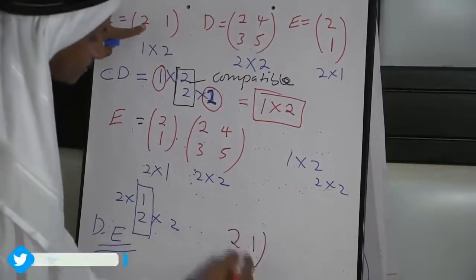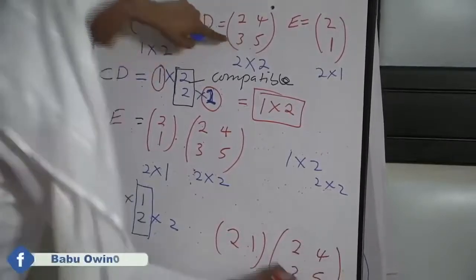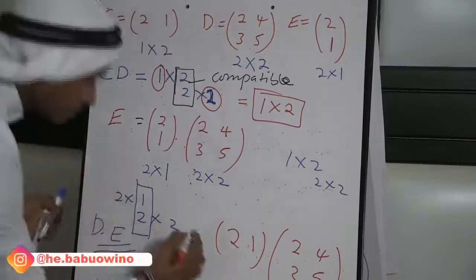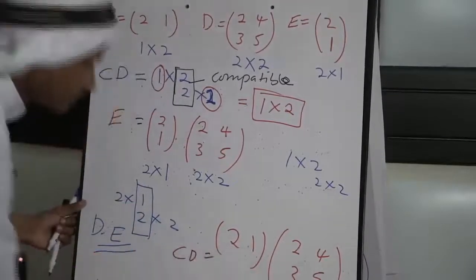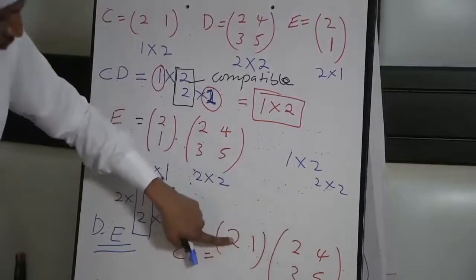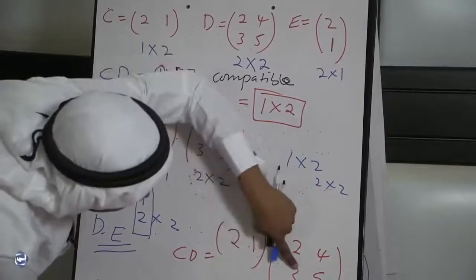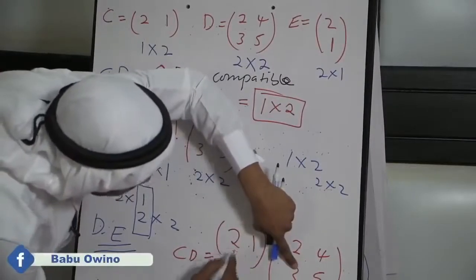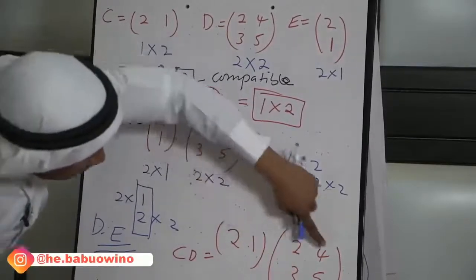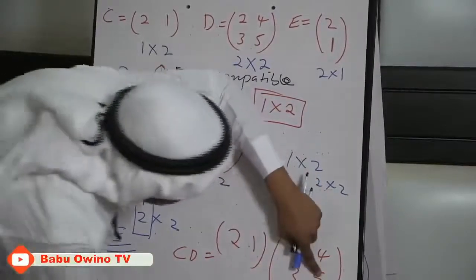Therefore, we can multiply this, which is 2, 1 multiplied by 2, 3, 4, 5. So in multiplication, we have CD. So this is C times D equals to that. So when you multiply, remember class, the rows by columns, rows by columns. So 2 by 2 plus 1 by 3. The next one is 2 by 4 plus 1 by 5.